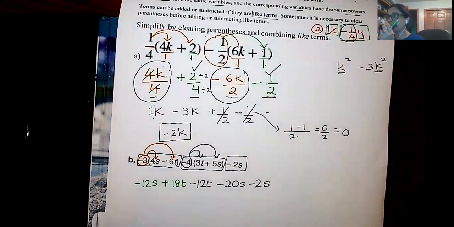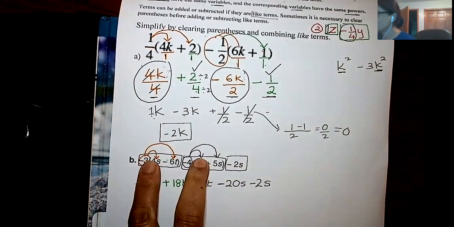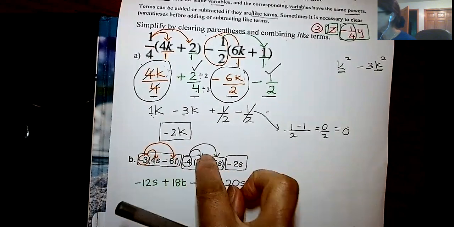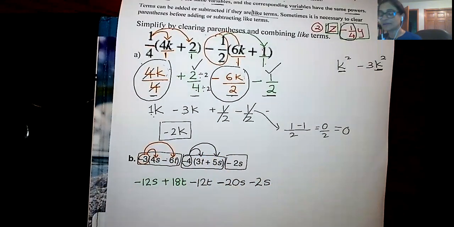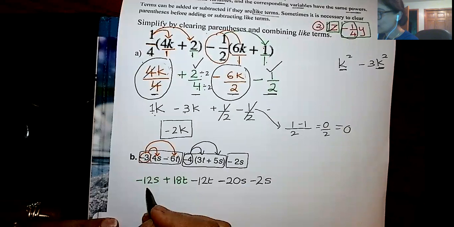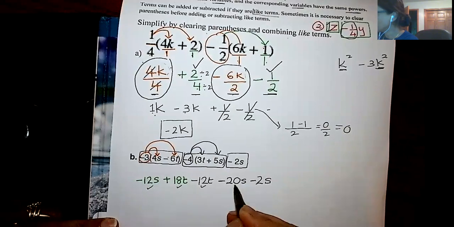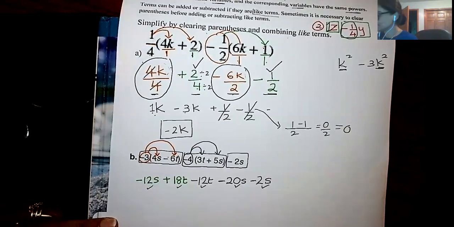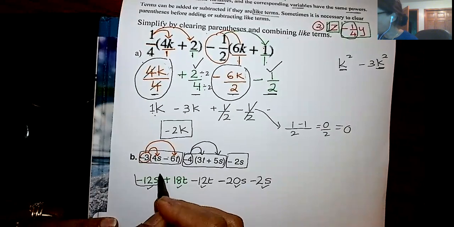Again, when I started, because the first 2 were multiplied, there were just 1, 2, and 3 terms. After I distributed, I ended up with 1, 2, 3, 4, and 5 terms. So each of these is 1 term.